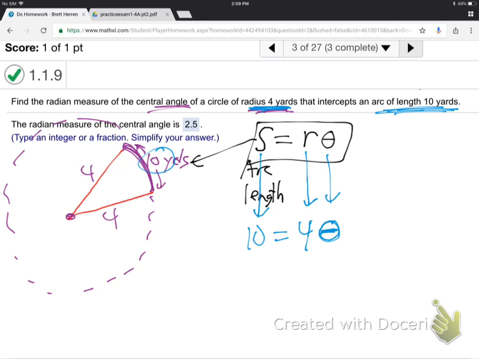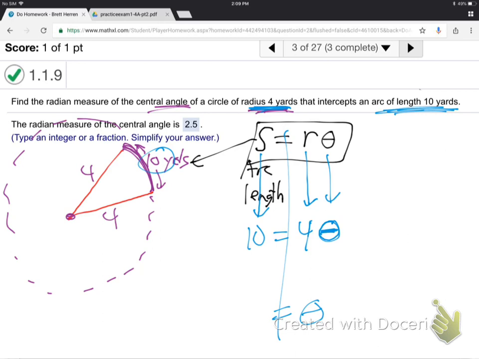All right, so how do we solve for that theta? Theta's over here saying, I want to be alone. Divide both sides by 4. How do you know you divide by 4 instead of subtracting 4? Because it's right next to the multiplication problem. They're right next to each other, no symbol in the middle, which means times. And the opposite of times is divide. You good with that? Yeah, so you divide.